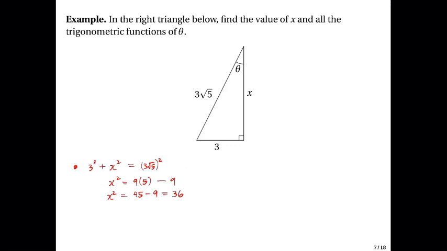And therefore, our x is equal to square root of 36. Again, we take the positive value. So x equals 6. So the value of this x here is equal to 6.